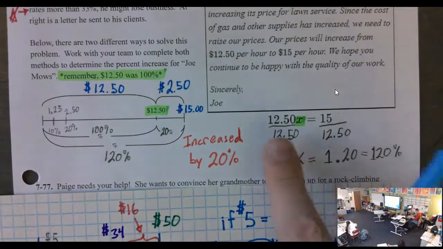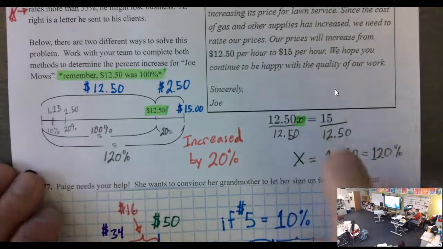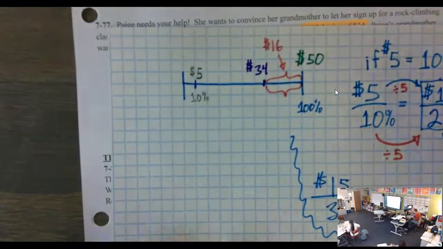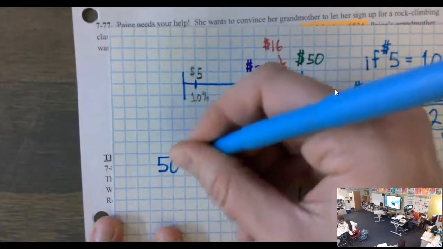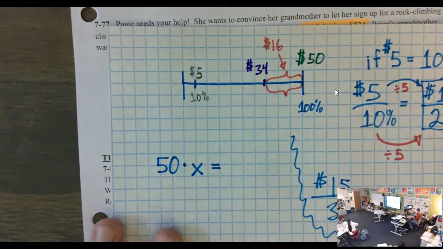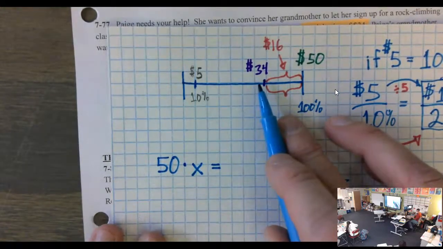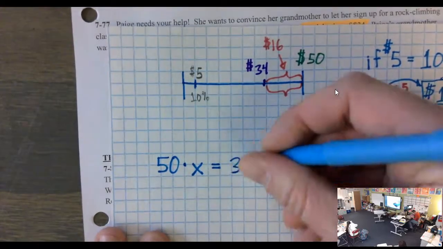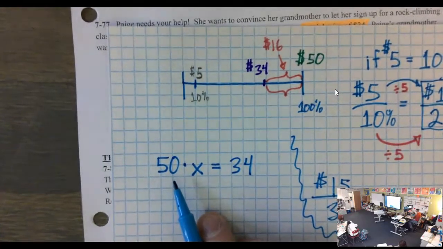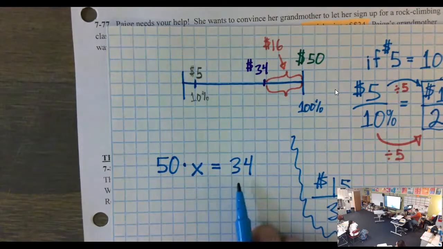So we're going to take the original amount that was 100% and multiply by some percent. I want you to, no matter what work you've done, draw a squiggly line or something and set up 50 times x equals, what's our new price? What's the new price of climbing classes, or the sale price? 34. So the original price, the original 100%, times a percent will get us 34.